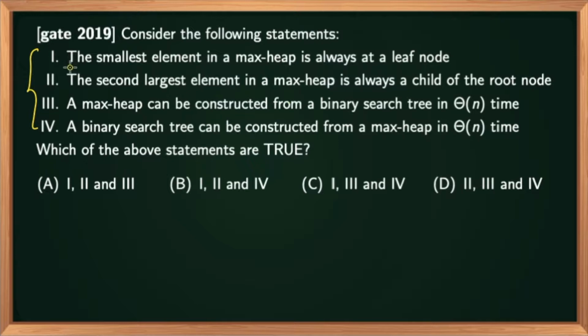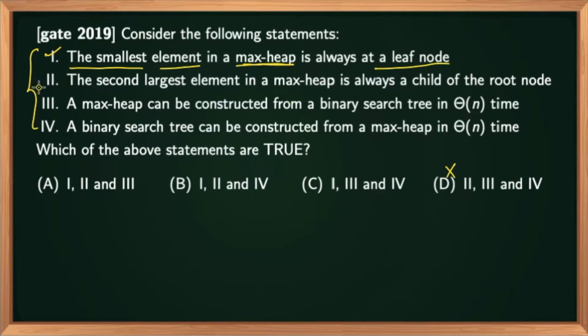Now the first statement says the smallest element in a max heap is always at a leaf node. That is true, right? You need to have the smallest element in a leaf node of a max heap. So this statement is true. So that means choice D is wrong.